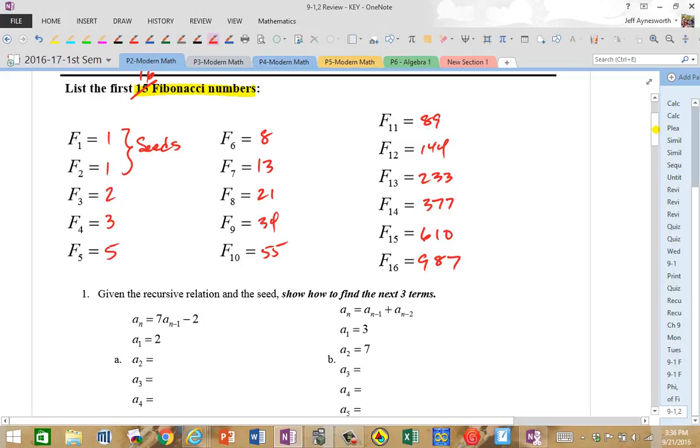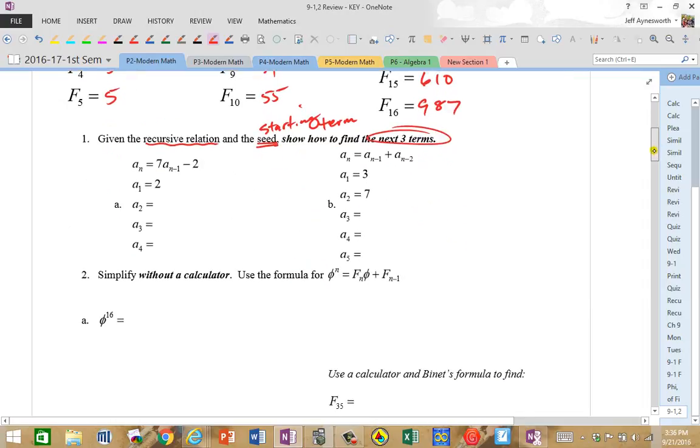All right, and this first one here doesn't have anything to do with Fibonacci numbers, but we want to, given the recursive relation right here, the recursive function relation, and the seed, that's your starting term. Okay, that's your starting term. Show how to find the next three terms. All right, so here we go.